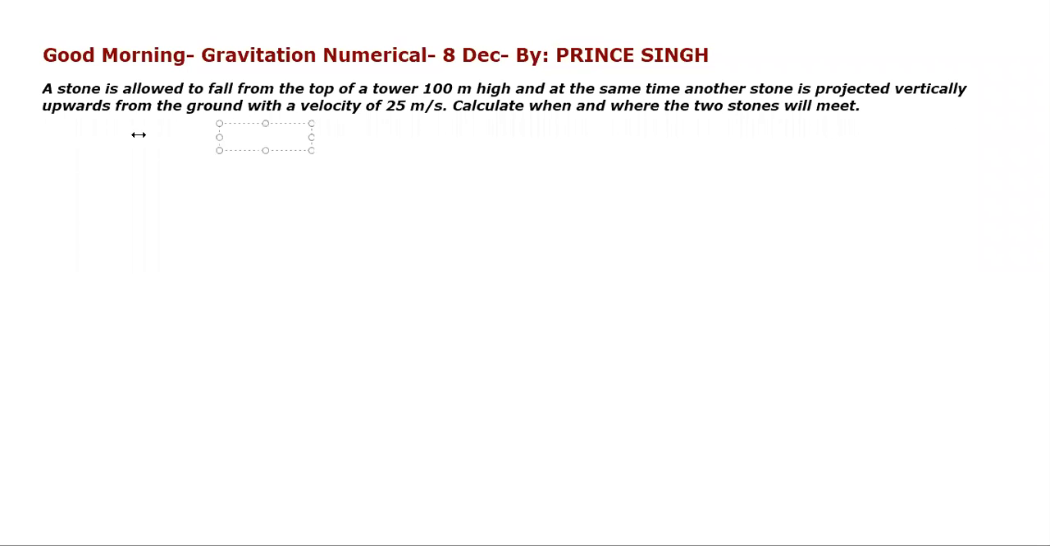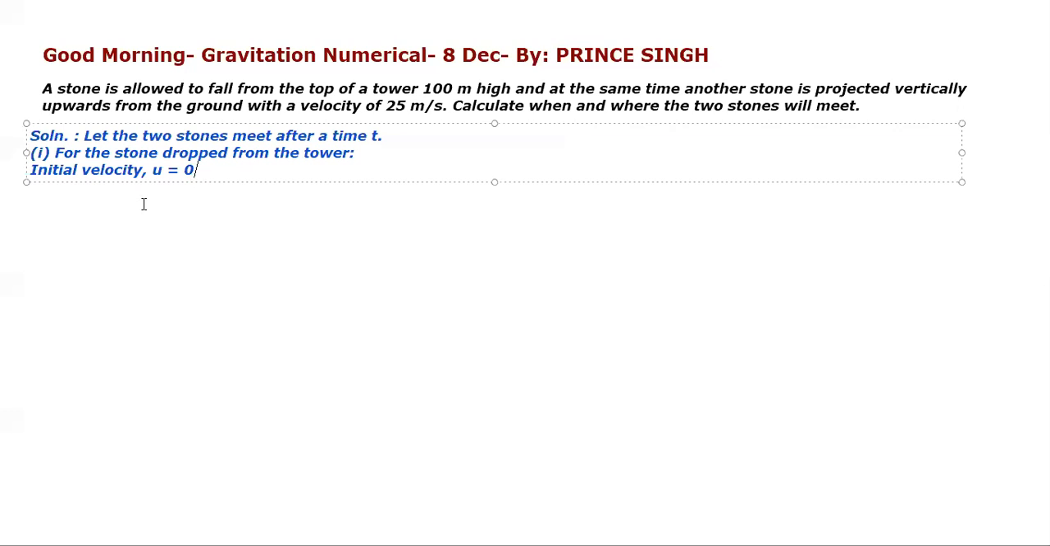So let's see the solution. How many of you have got the answer? So first, let us write the starting statement of solving a numerical. Let two stones meet after time t. Okay, we can assume this. After that, for the stone dropped from a tower, the initial velocity will be 0.